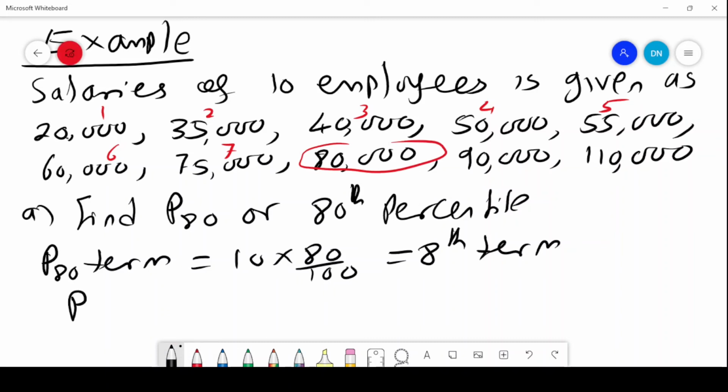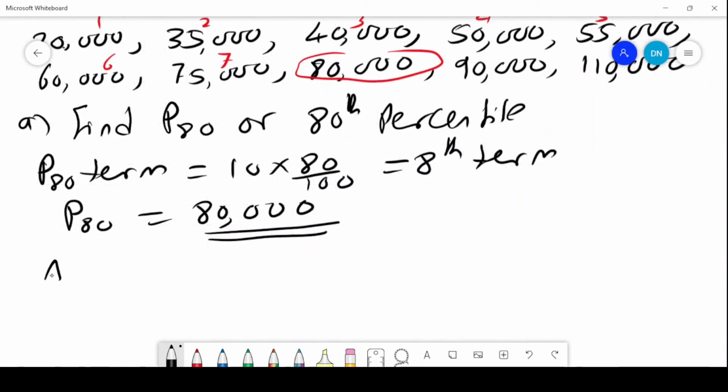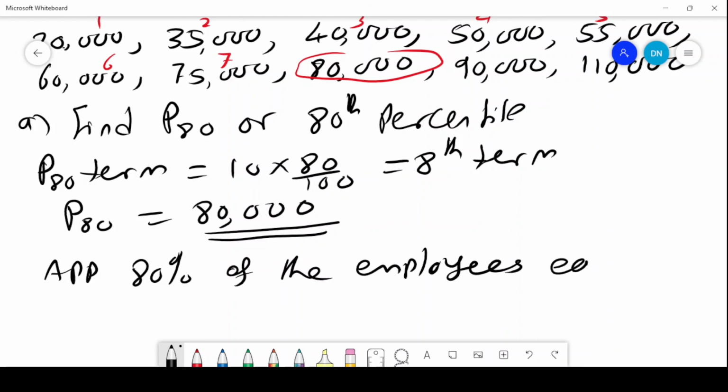So we can say the P80 is equal to 80,000. So what does this mean? It basically means that approximately 80% of the employees earn 80,000 or less. That's basically what that set of information is telling us.